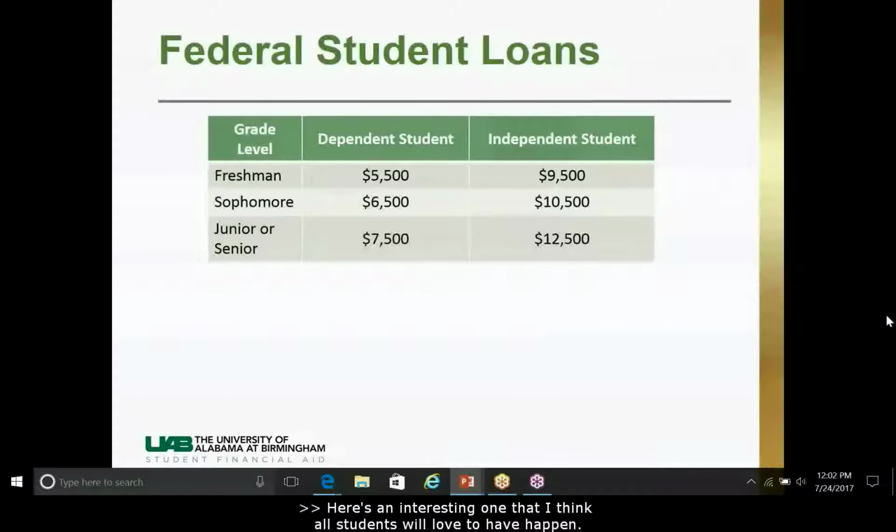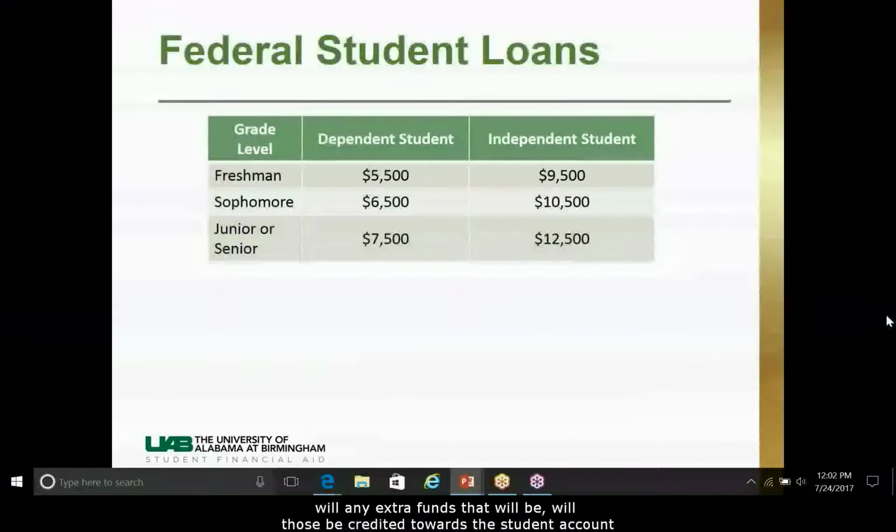Here's an interesting one that I think all students would love to have happen. If a check was written for their tuition and the amount was maybe more than was due, will those extra funds be credited towards the student account to be used towards the next semester?